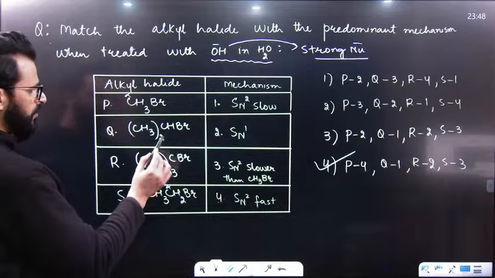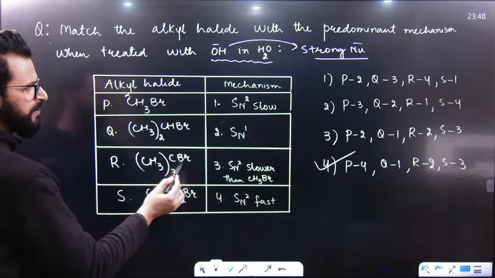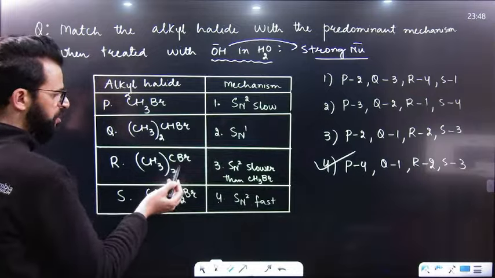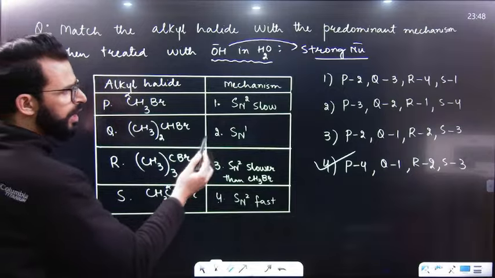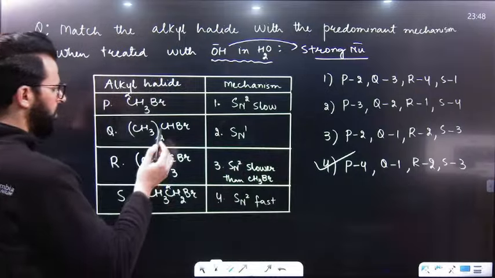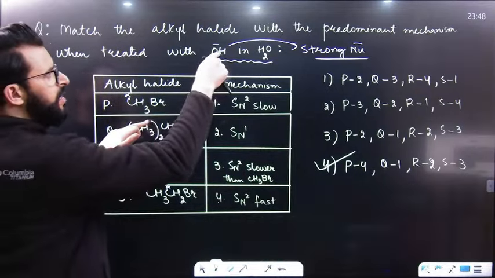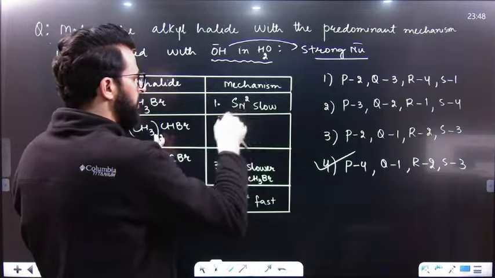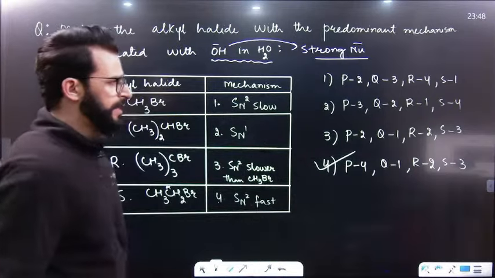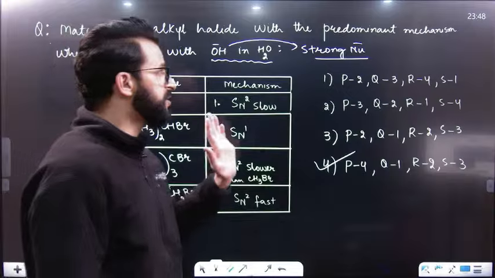Now, this is secondary, this is primary. Primary will always show SN2. This is tertiary. Tertiary will always show SN1, R will show 2, that means this one. Then this is secondary. Secondary in presence of a stronger nucleophile shows SN2 but slow, then it will be SN2 like this. So this is the answer.